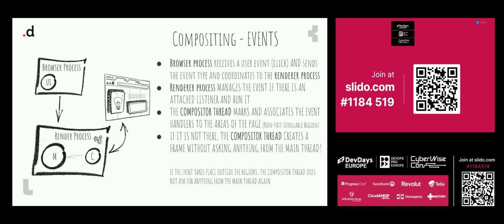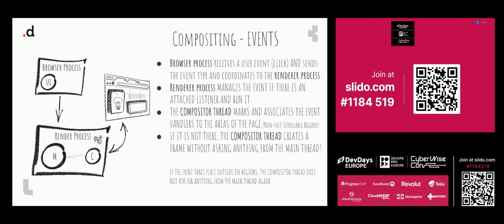Okay, the compositor thread has another job to do. If the browser process receives a user event like click or touch start, it sends the event type and the relative coordinates to the render process. Okay, so the render process manages the event if there is an attached listener and runs it.